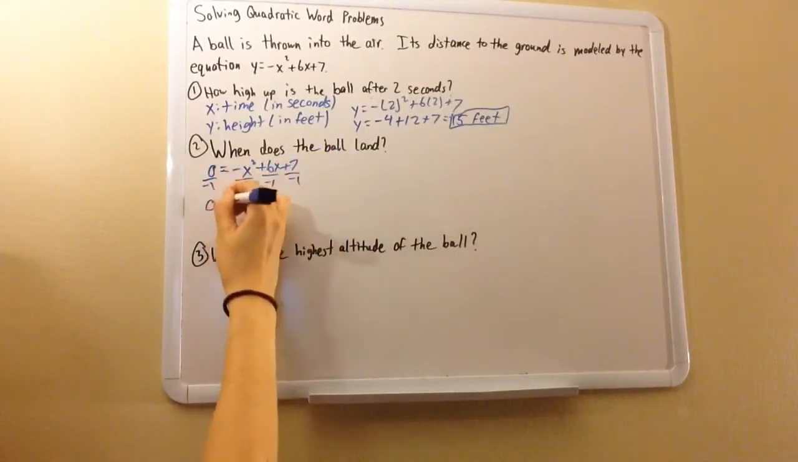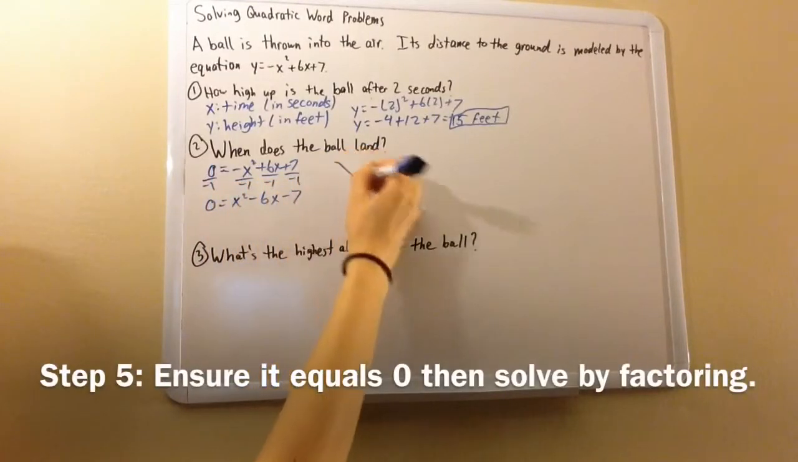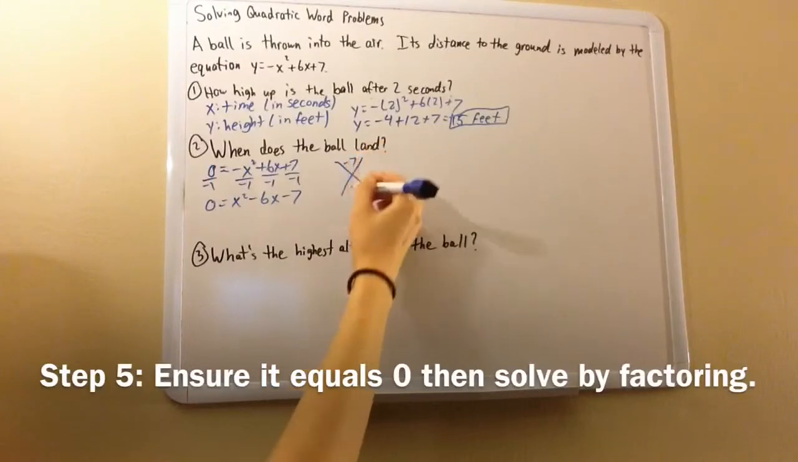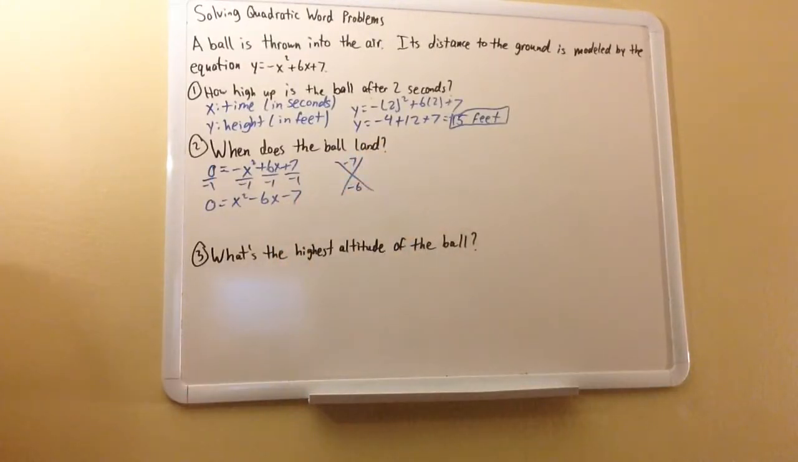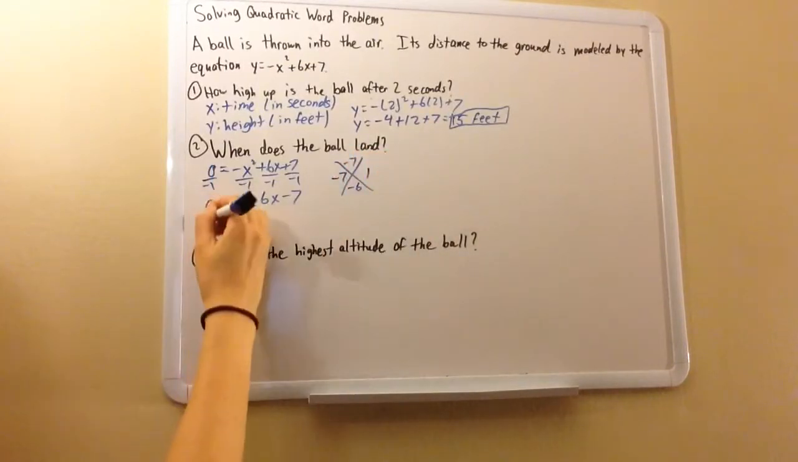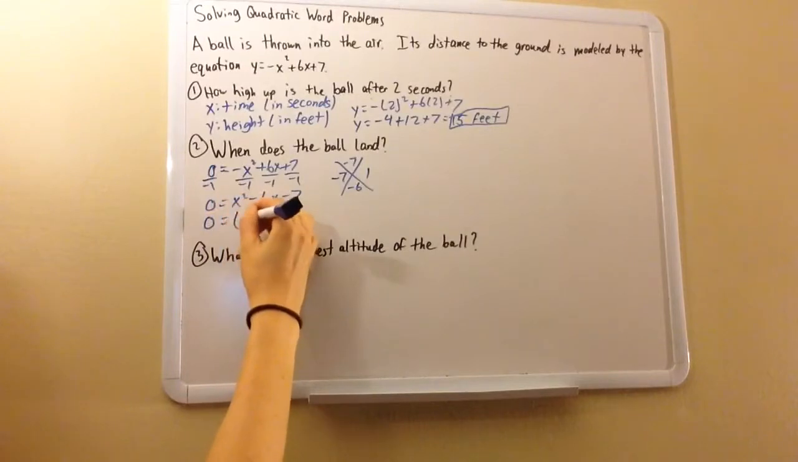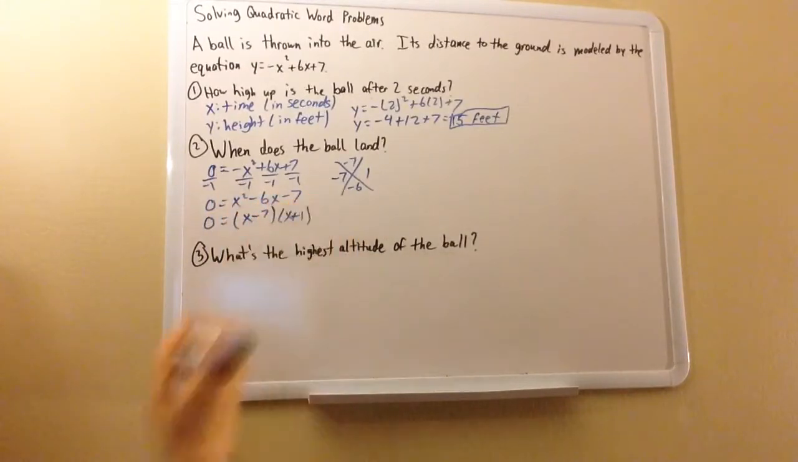I'm going to simplify it. So that's x squared minus 6x minus 7. And now I solve by factoring. So on the top I have that negative 7. On the bottom I have the negative 6. So on the sides I'm going to have negative 7 and positive 1. So I'm going to write it as factoring, x minus 7 times x plus 1.